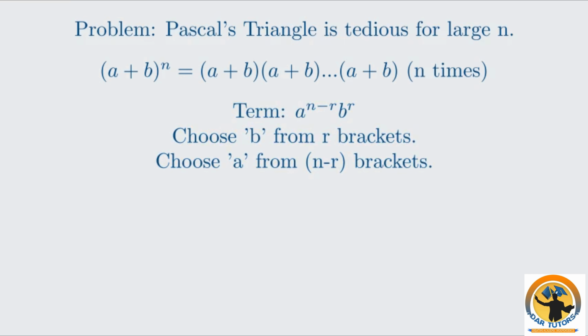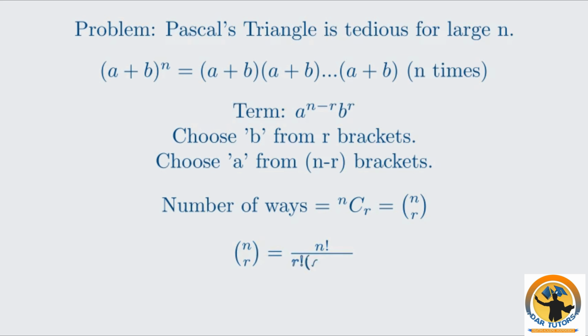The number of ways to do this is the number of ways to choose r items from a set of n items, which is given by the binomial coefficient, n choose r, written as nCr or with large parentheses. This coefficient is calculated using factorials. The formula for n choose r is n factorial divided by r factorial times (n minus r) factorial.